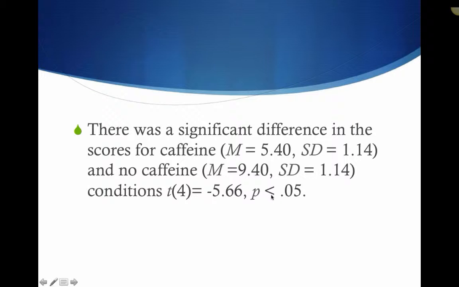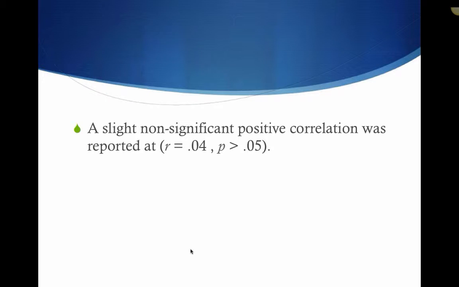The p-value is something that's really important, and we'll get into that a little bit, but this is your significance level. It's either going to be above 0.05 or below 0.05, and that's really important to remember because it will be on your midterm. I'll be going over that in a little while. There is a slight non-significant positive correlation in this, which was reported at 0.04. And again, there's also a p-value there that goes with it. This one is greater than 0.05, so it's non-significant. So we're looking at a negative or a positive correlation.